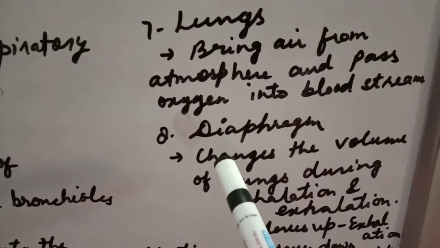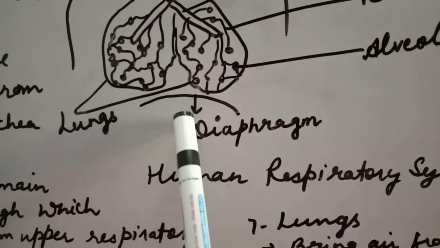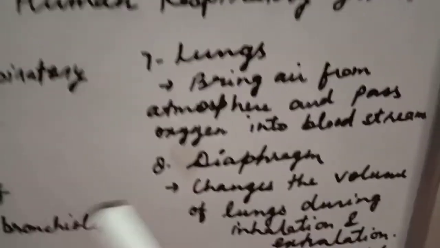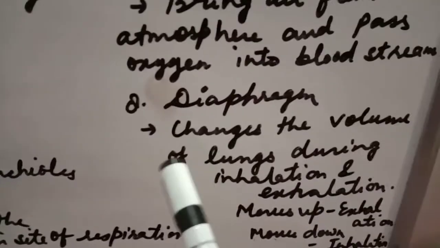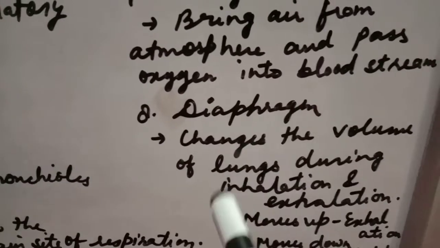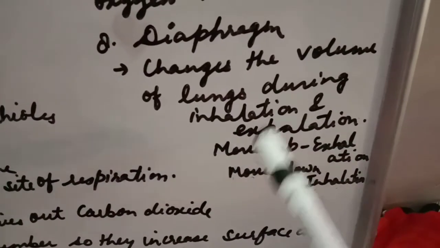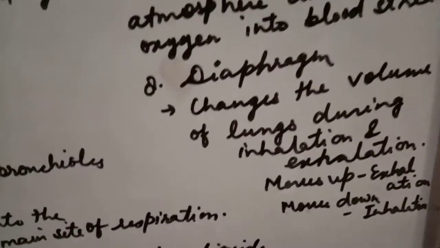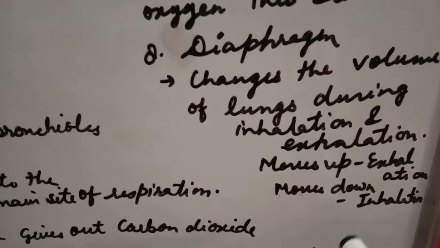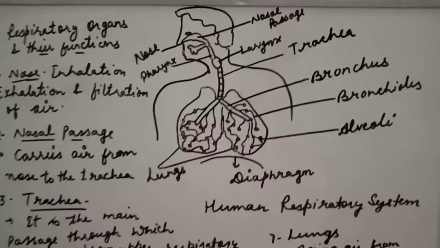Then we are having diaphragm, which is the muscular organ here. This diaphragm moves upward and downward during inhalation and exhalation. The function of diaphragm is it changes the volume of lungs during inhalation and exhalation. When diaphragm moves up, exhalation process takes place, and when diaphragm moves down, the inhalation process takes place. And in this way the human respiratory system works.